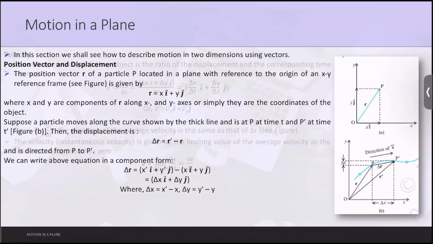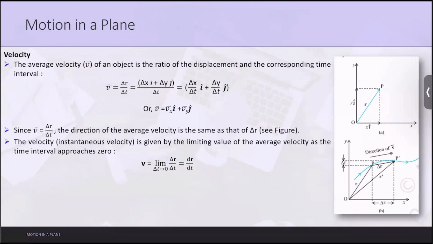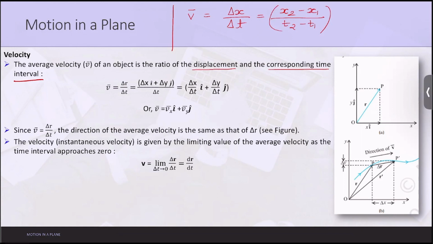Fine. Now let us move on to understanding the concept of average velocity. Okay, so average velocity of an object is the ratio of the displacement and the corresponding time interval. Correct. So in the concept of motion in a straight line, we denoted average velocity as v bar, which was nothing but equal to delta x by delta t, which we also noted as equal to x2 minus x1 upon t2 minus t1. Correct. Now let us broaden our aspects to 2 dimensions.